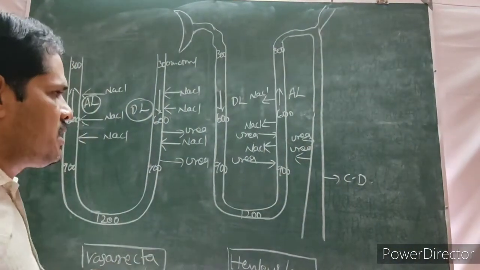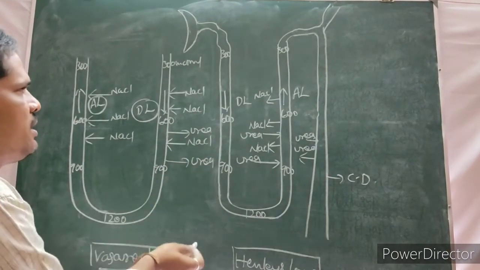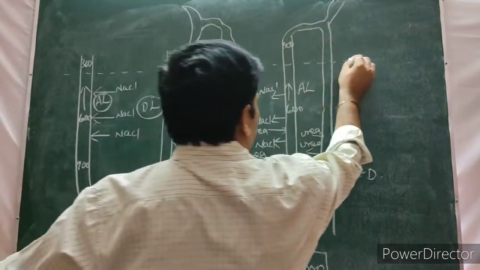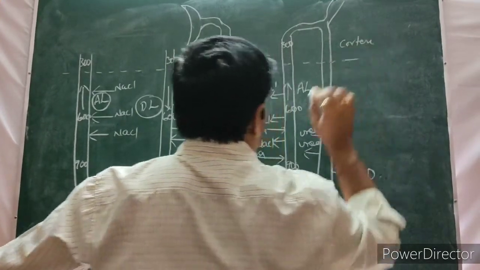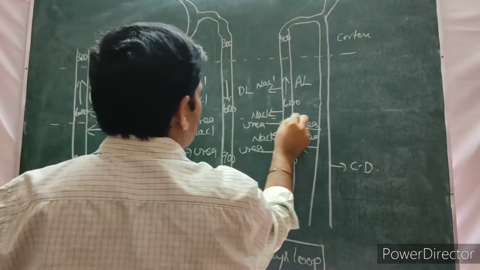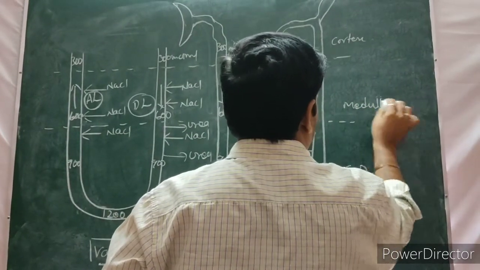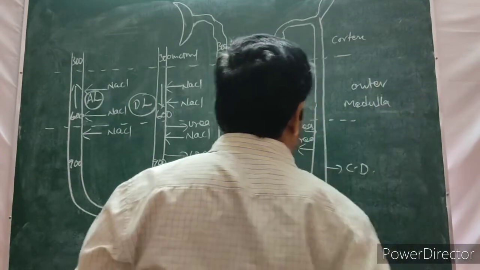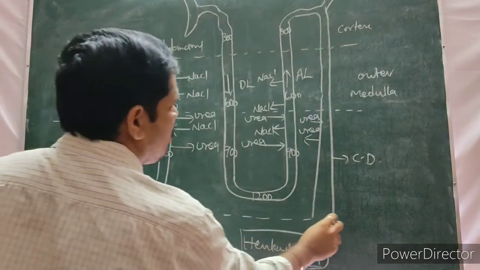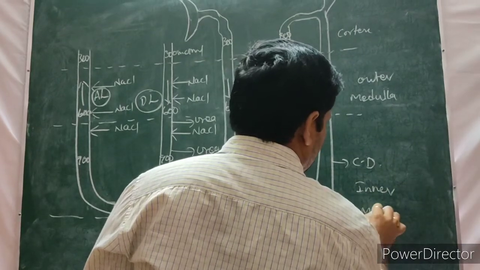of countercurrent movements? Here, 300 milliosmoles is nothing but the cortex region of the kidney. 600 milliosmoles means the medulla region, the outer medulla region. 900 to 1200 is also called the medulla region only, but the inner medulla. This is the inner medulla.